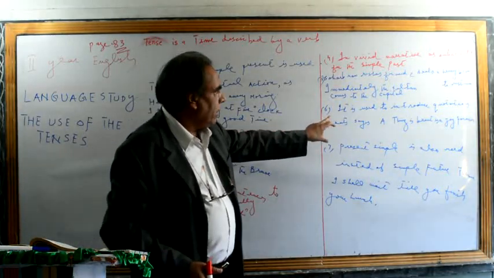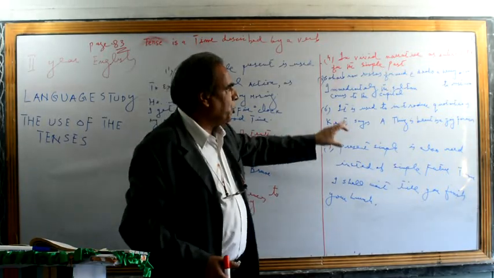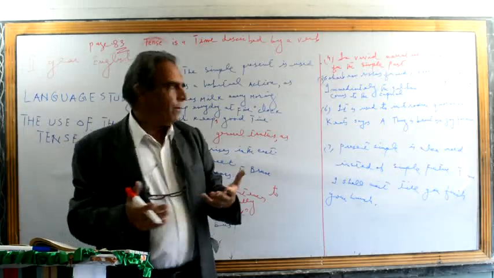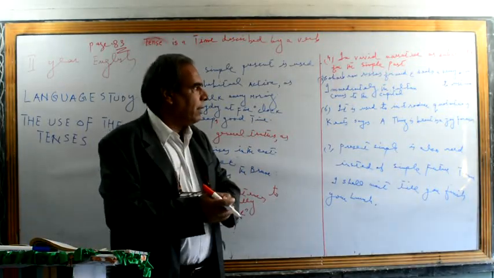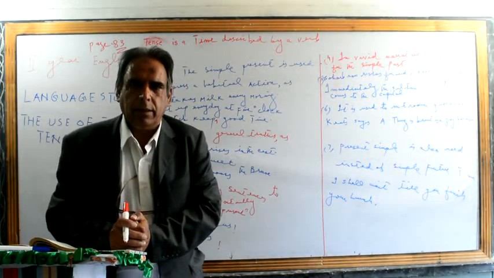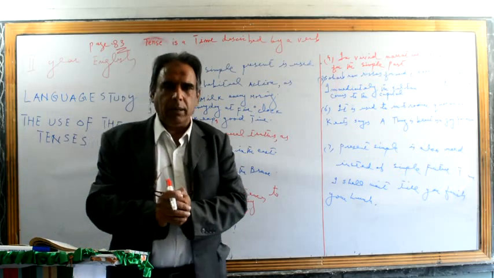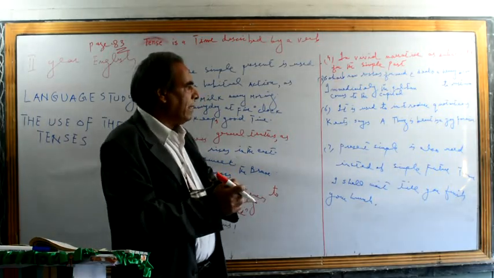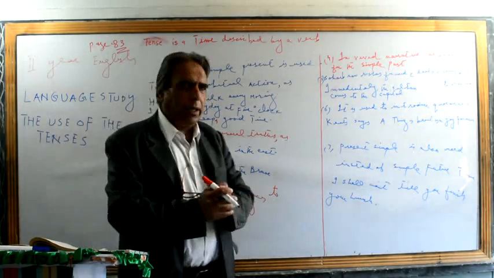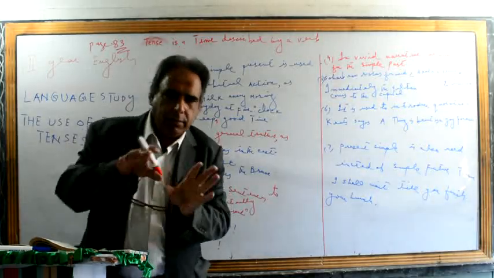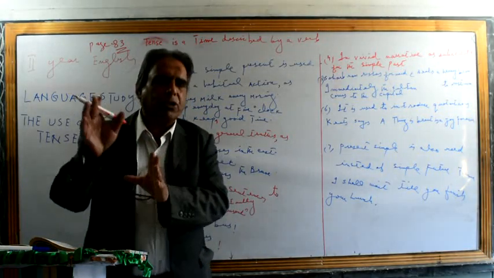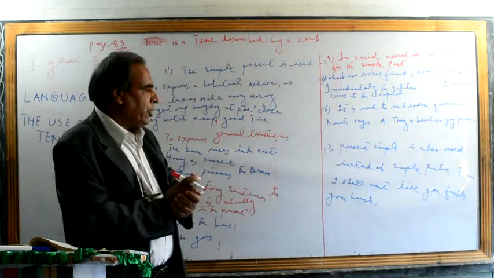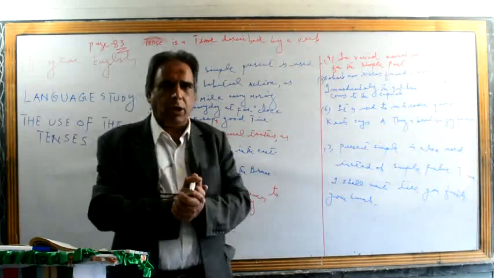Number 6, it is used to introduce quotations. The quotations, Keats says, a thing of beauty is a joy forever. And present simple tense is also used instead of simple future. Like the action actually belongs to the future, but we present it like, see, instead of simple future tense, I shall wait till you finish your lunch.